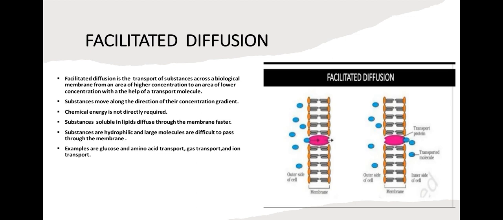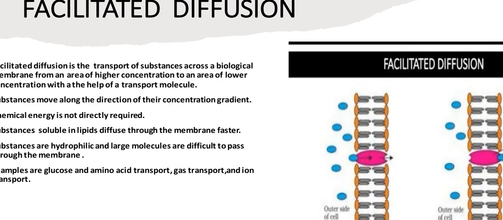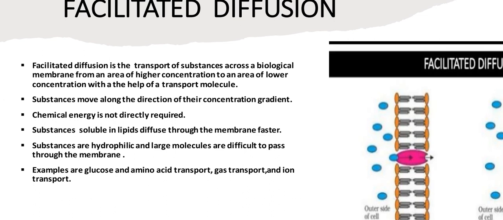So next, let us learn about facilitated diffusion. Facilitated diffusion is the transport of substances across a biological membrane from an area of high concentration to an area of low concentration with the help of a transport molecule. Substances move along the direction of their concentration gradient. Chemical energy is not directly required. Substances soluble in lipids diffuse through the membrane faster. Hydrophilic substances and large molecules find it difficult to pass through the membrane.